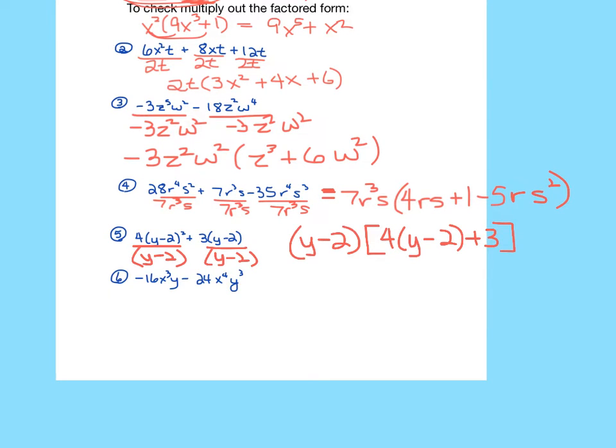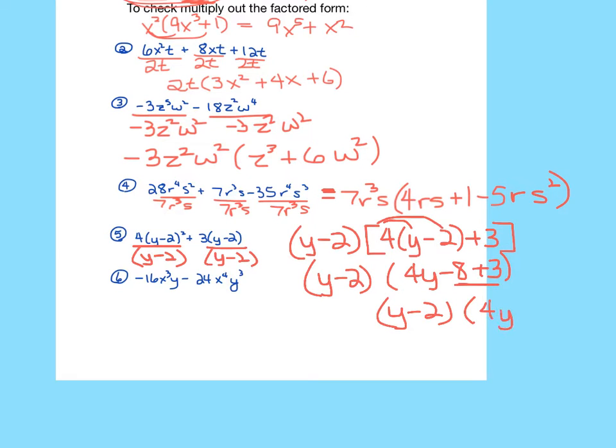Now I need to simplify this, so I need to distribute. I'm going to distribute the 4 to the y, 4 to the 2. This is going to leave me with 4y minus 8 plus 3. I now can group these like terms. So y minus 2 and then 4y minus 5. And I'm finished. Another way to do this is you could give y minus 2 a variable and factor it that way.